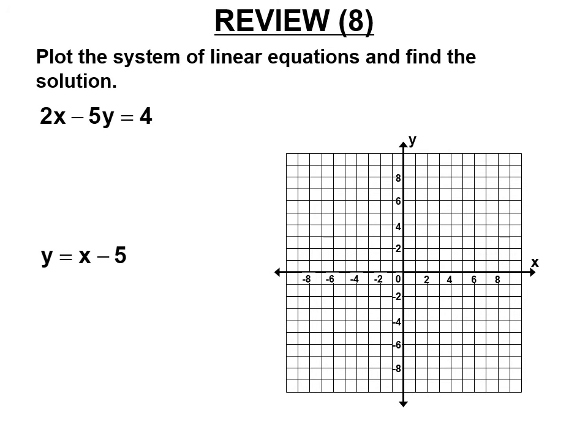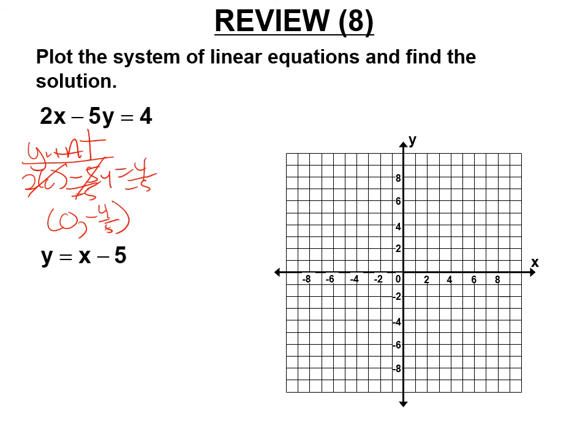All right, plot the system. It's in standard form, so when it's in standard form, I'm going to use the intercepts. Y-intercept, make x equal to 0. Divide both sides by -5. Ooh, y equals -4/5. All right, so 0, -4/5. What is that? That is -4/5 the way to -1.